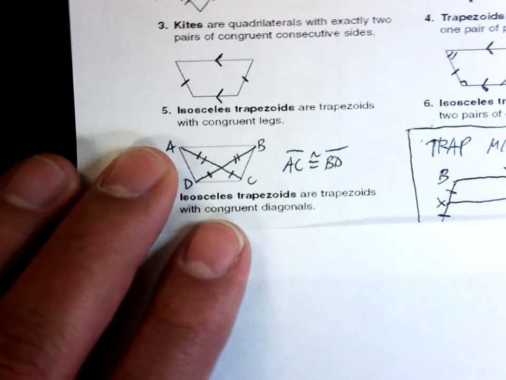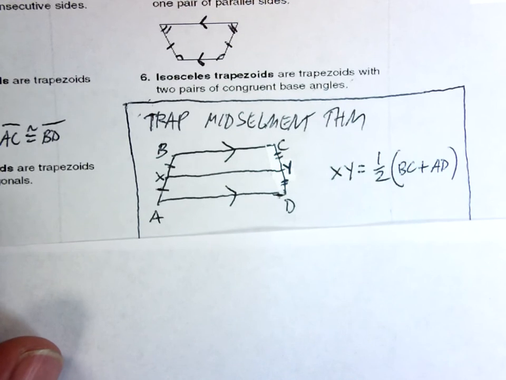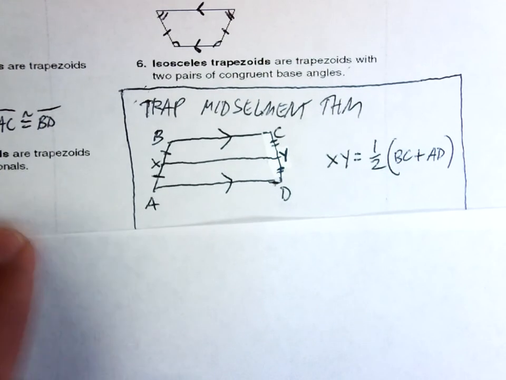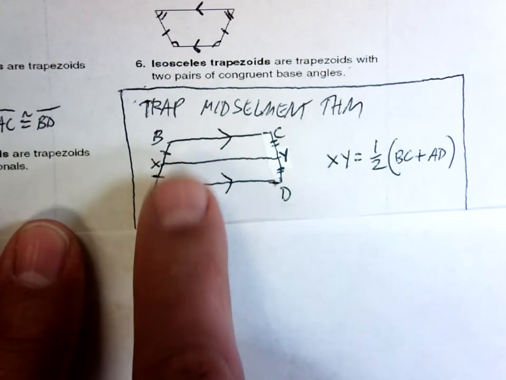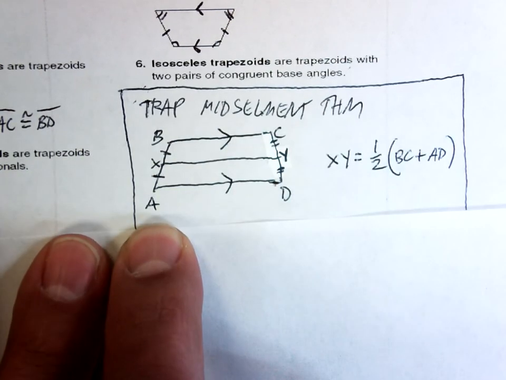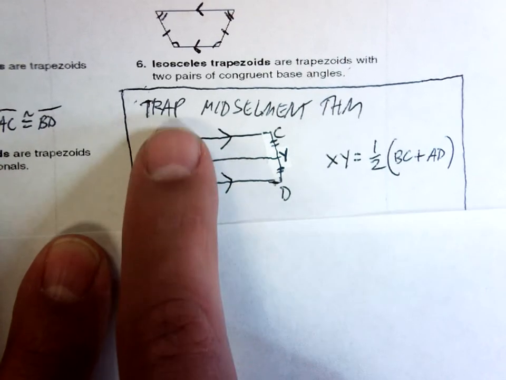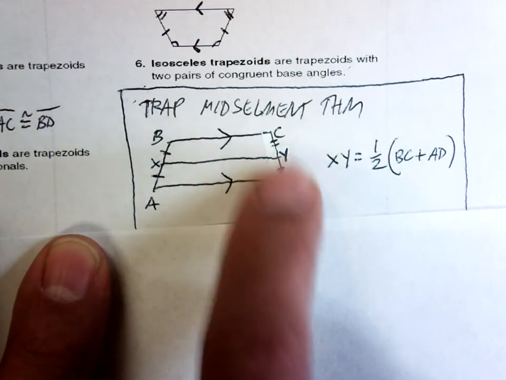All right. This was not on your paper. Be sure we get this in. This is called the trapezoid mid-segment theorem. So I drew my trapezoid. So trapezoid BCDA, and then I drew in mid-segment XY. So a mid-segment goes from the midpoint of this side through the midpoint of this side.